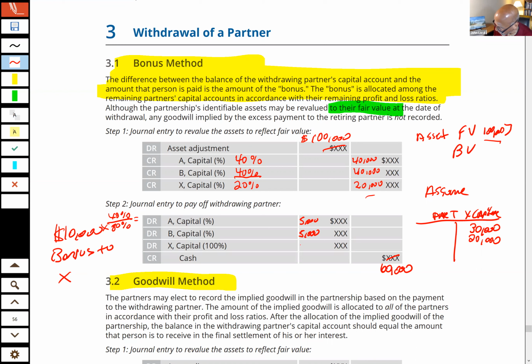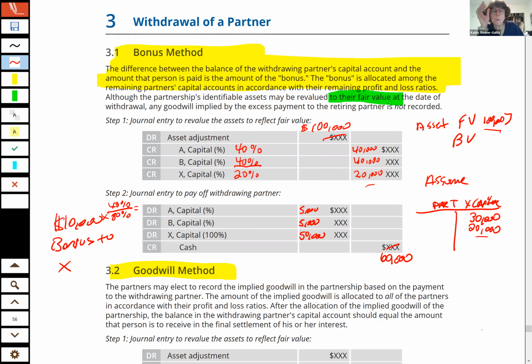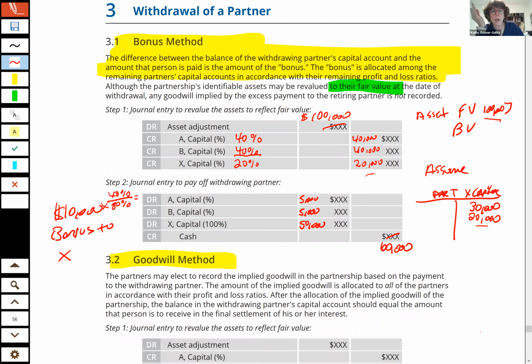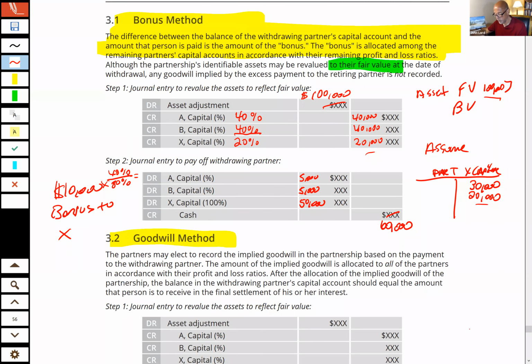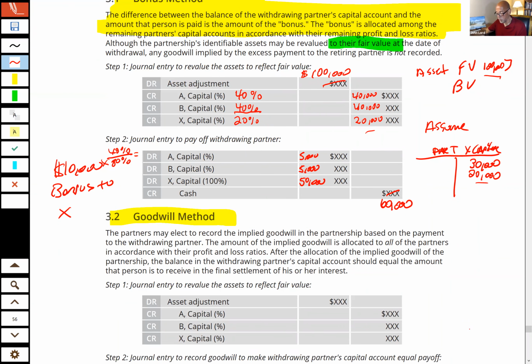And of course, we're going to cash out X. X got what? 50,000 in there. And then of course, he's got the $10,000 bonus. He got more than what he put in, right? Or than what he has in there. Okay, good. Now, if he had not gotten a bonus, would it just be X capital 50,000, cash 50,000? If you hadn't gotten a bonus, it would be X capital 50,000, cash 50,000, because they're not paying him any more than what he has in the account.